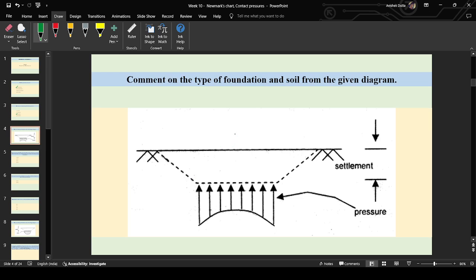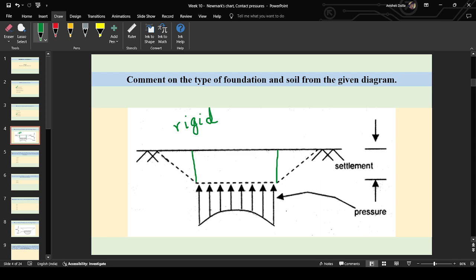Have you solved this? You haven't solved this, right? Okay. Anyway, so just see carefully. There are two parameters, right? Settlement and pressure. In this diagram, you can see the settlement. This is the footing. Just ignore this part. The settlement is constant throughout, isn't it? So when the settlement of the footing is constant, then the footing is rigid. The entire width of the footing is settling at once. The footing is rigid.